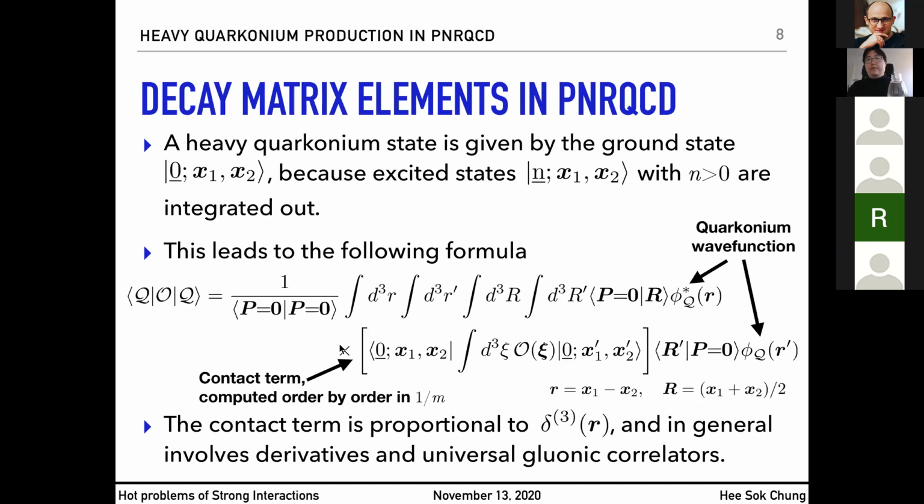So this leads to the following master formula for computing decay matrix elements. So we have quarkonium wave functions, a contact term, which is the matching coefficient between NRQCD and pNRQCD. Here r is the relative coordinate and big R is the center-of-mass coordinate. The contact term is proportional to a delta function of the relative coordinate. So this would involve quarkonium wave functions at the origin. And in general, this can also involve derivatives that act on the wave functions and also universal Coulombic correlators.